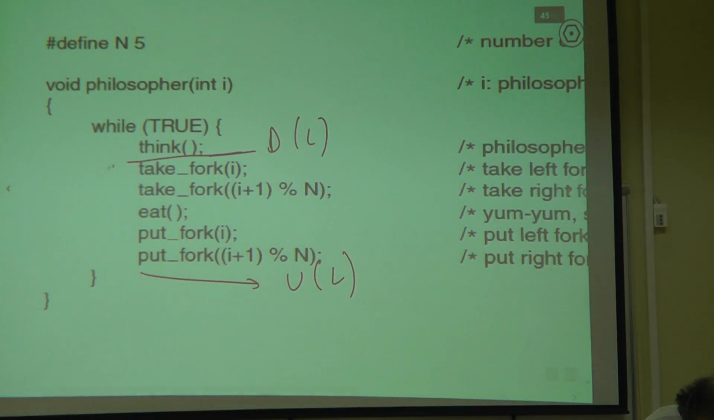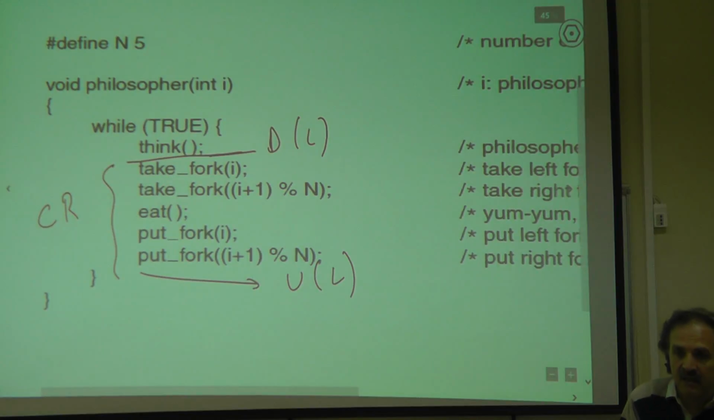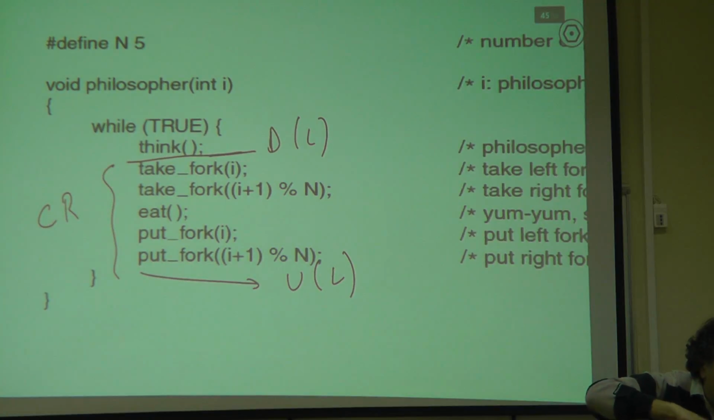Yes, this is our mutually exclusive region, critical region. Only one philosopher can be inside this critical region. As our friend pointed out, that means that only one philosopher can eat at the same time, even though we have enough forks for 2 philosophers to eat, right? So that's a problem. We should allow more philosophers to eat at the same time.